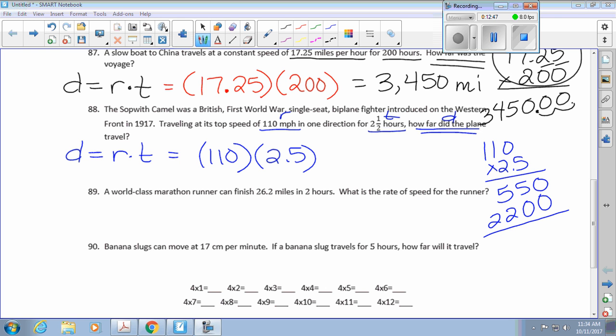Oh, this multiplication is so difficult. All right, 0 and 0 is 0, 5 plus 0 is 5, 5 plus 2 is 7, and 2. Now, how many decimal places do I go over? 1. There's a total of 1. So that would be 275, and it's asking how far. Our distance would be 275 miles. Yep. All right, any questions on that?